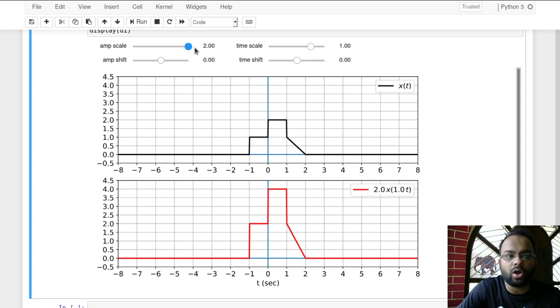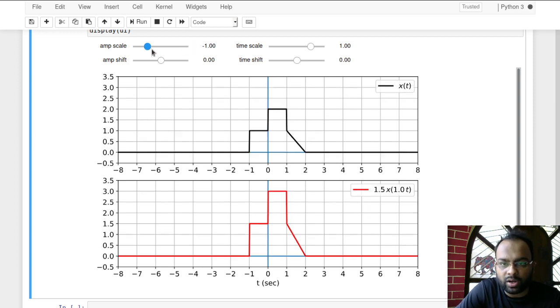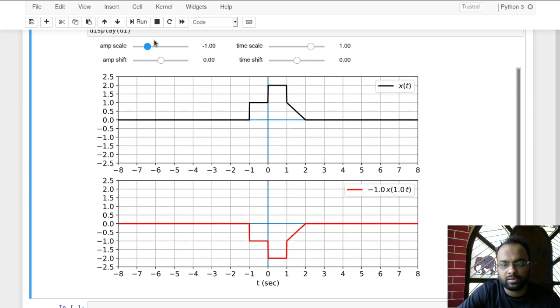Right. If this is all right, then let's do an amplitude scaling with a value of -1. What just happened? I amplitude scaled the signal with a value of -1. So this is x(t) and this is -x(t), right? What did I just do? I multiplied all the amplitudes by -1. Wherever the signal had a value of 0, it remained 0. But wherever the signal had a value of 1, it has now become -1. Wherever the signal had a value of 2, it has now become -2.